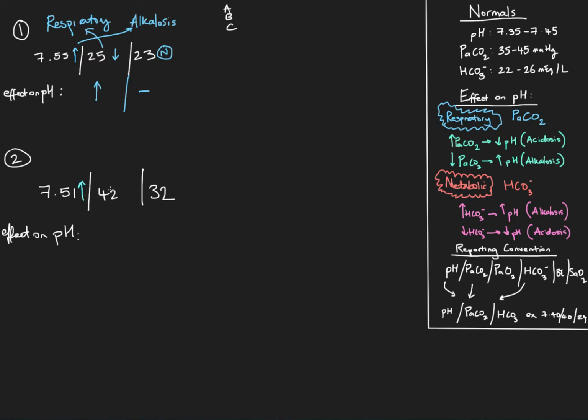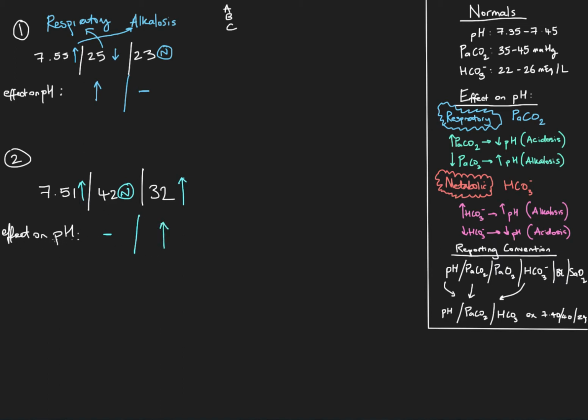What about our CO2? Our CO2 is 42, and that's within the normal range of 35 to 45. So our CO2 is normal. Effect on pH, what is a normal CO2? Is that going to push the pH up or down? No, it's not going to cause any change in the pH away from normal. So what about our bicarb? Our bicarb is above normal range, right? So we have an increased bicarb concentration. Now what effect does that have on the pH? Well, we look down here, we find increasing bicarb concentration increases the pH, causes an alkalosis, right?